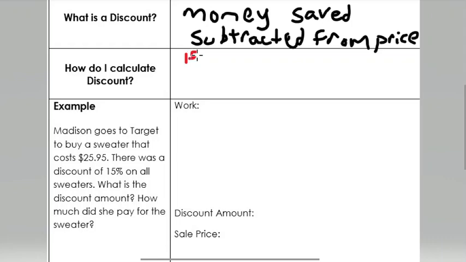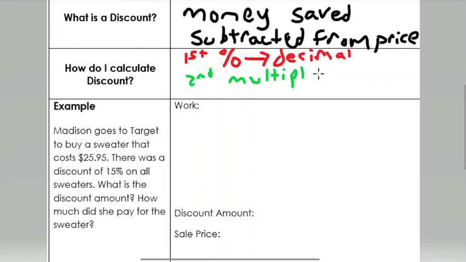Same steps pretty much. First step, percent's got to go to a decimal, right? Percent, we change to a decimal. My second step, I'm going to multiply my decimal to my price. So first step, change percent to decimal. Second step, I'm going to multiply, put on my price. But my third step this time is different than tax and tip. My third step, I'm going to subtract, because discount is money that I save.